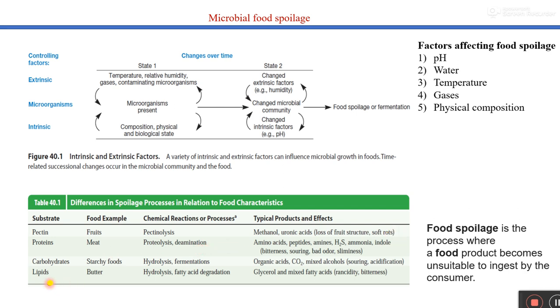Similarly, in the case of meat, degradation of protein generally takes place, and as a result, different kinds of amino acids, peptides and amines form, which results in bitterness, souring, bad odor and sliminess in the meat. These are the typical products formed as a result of spoilage of a particular food, that is meat.